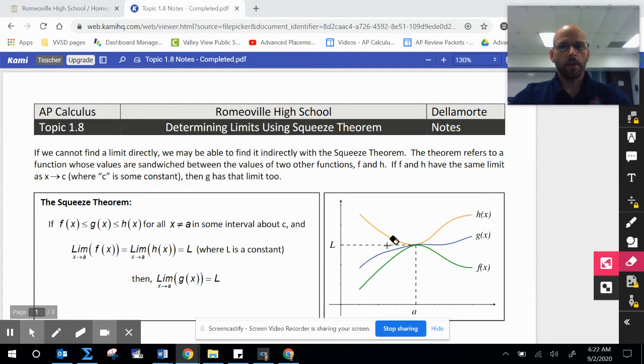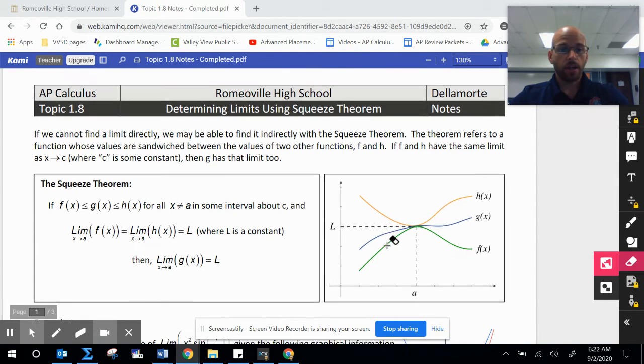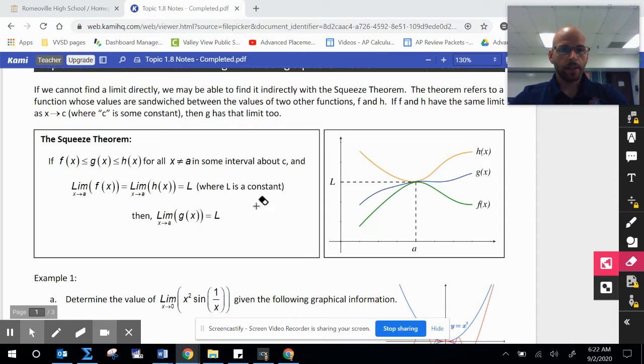Hello, we're going to talk about topic 1.8, determining limits using squeeze theorem. In this little box, I have a definition that we're going to use today. Ultimately, it involves a compound inequality. So I have a graph here to kind of assist with what this is talking about.